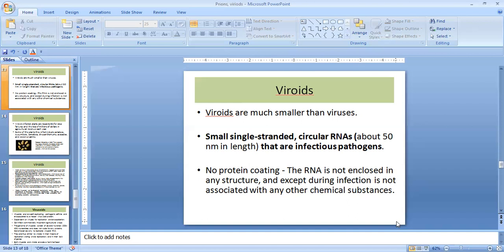Viruses have a protein coating, but viroids do not contain any protein coating. So that is also important. So viroids contain only a single-stranded circular RNA capable of self-replication, and they do not contain a protein coating. The RNA is not enclosed in any structure and, except during infection, is not associated with any other chemical substances. So there is no protein coating in viroids.